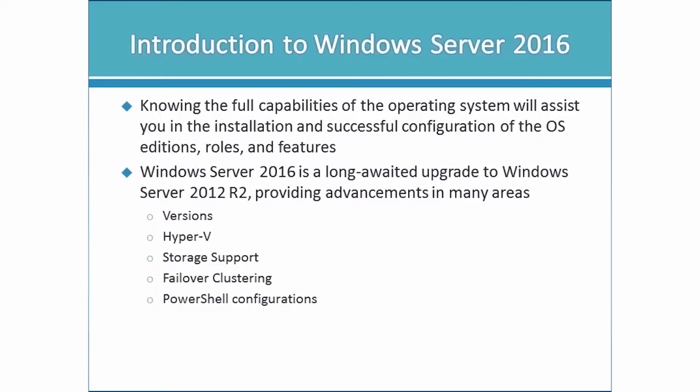Knowing the capabilities of this system is going to help you in the installation. It's going to help you with the configuration of the OS, choosing the right edition, choosing the roles and features. Of course, roles, if you're familiar with previous versions, just relate to the job that the server is doing within your environment, the particular functionality that it provides. And then features assist us by adding capabilities to individual roles that are already installed.